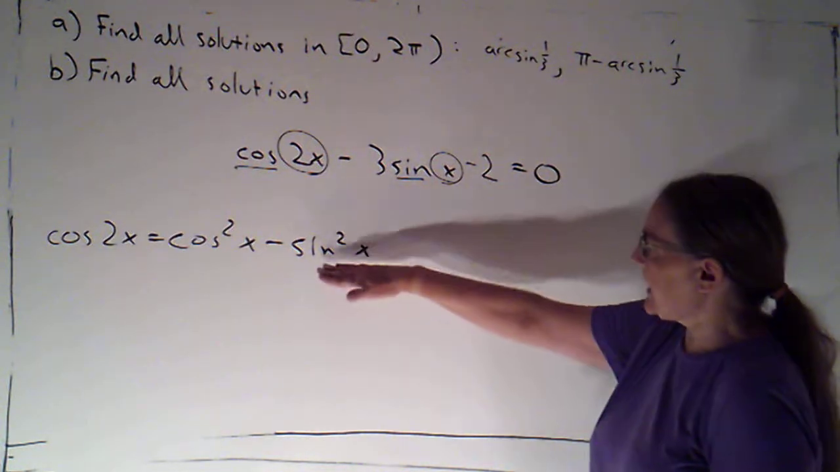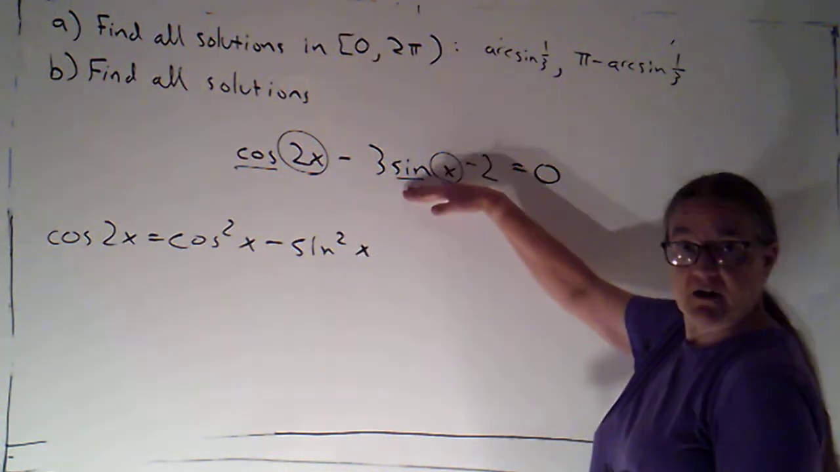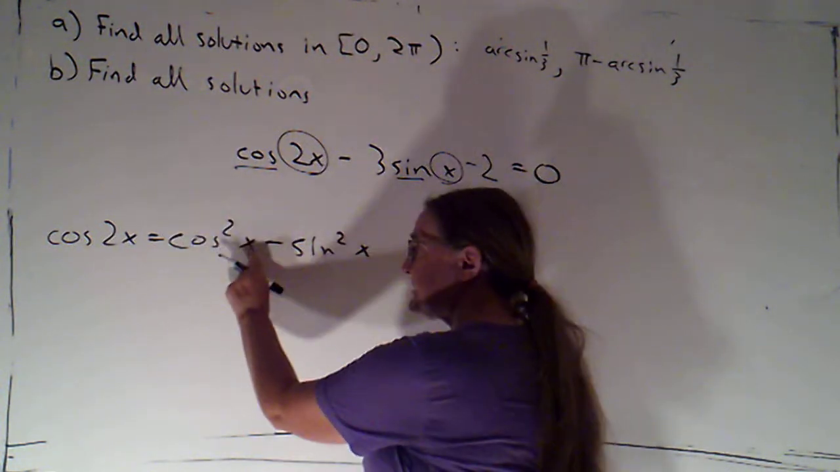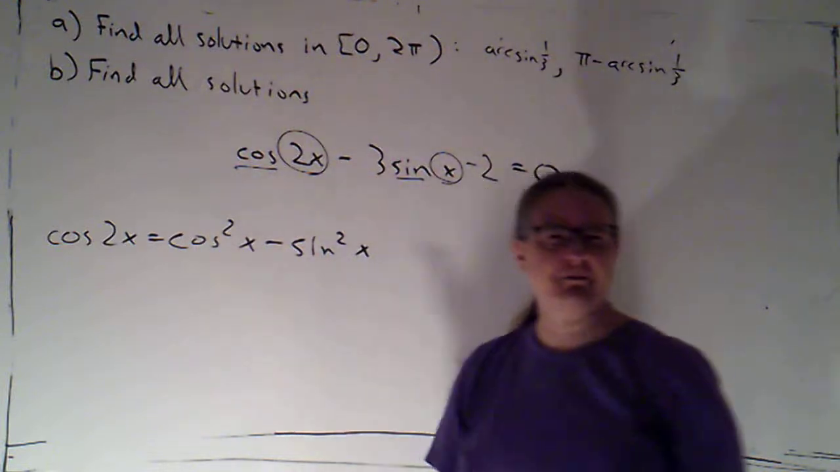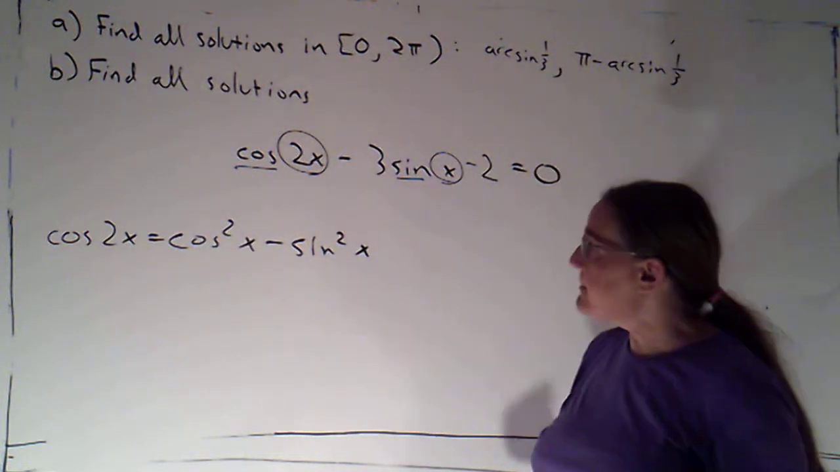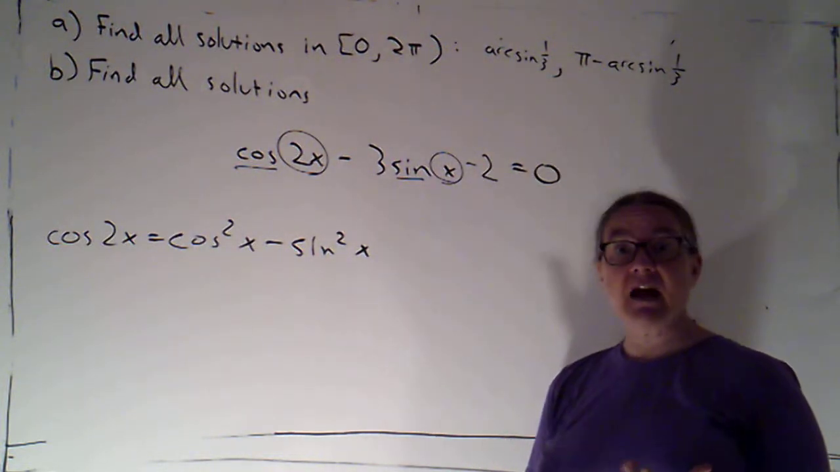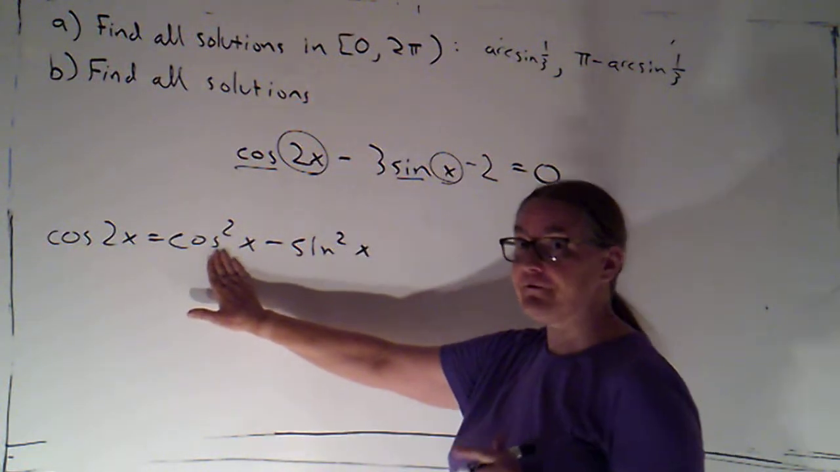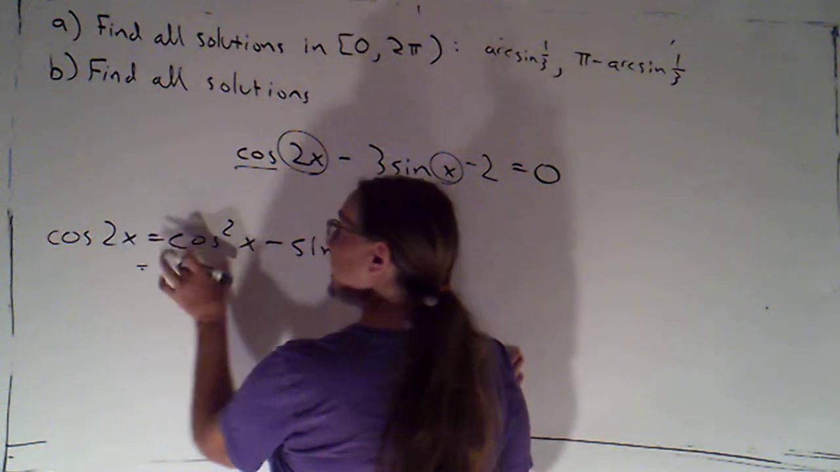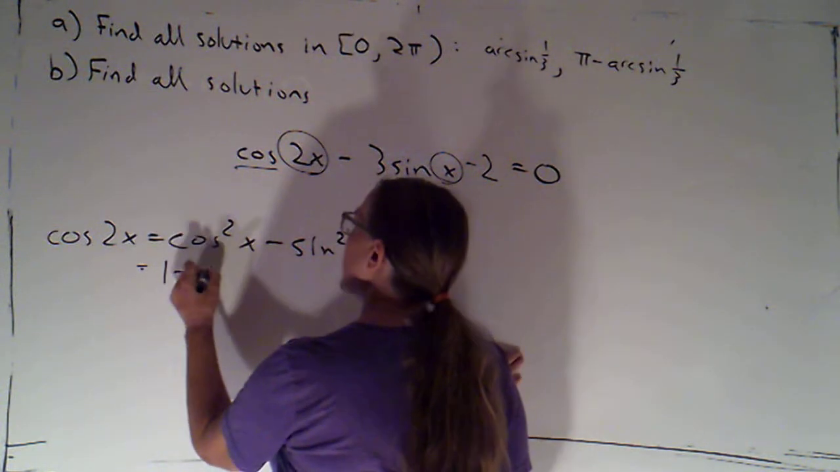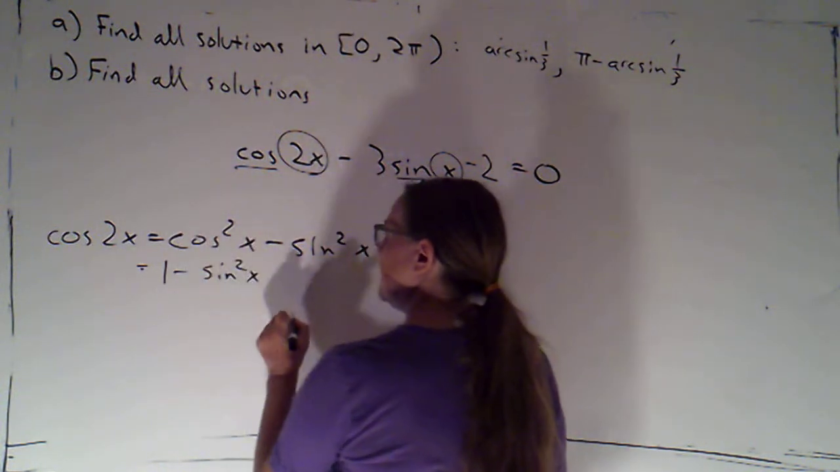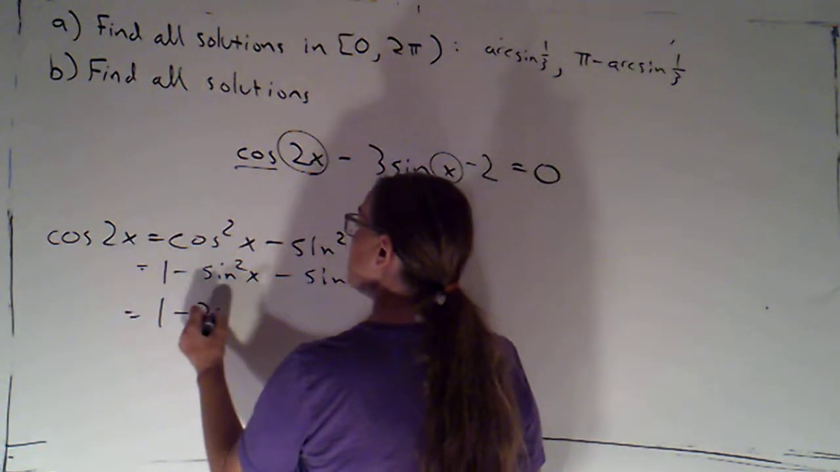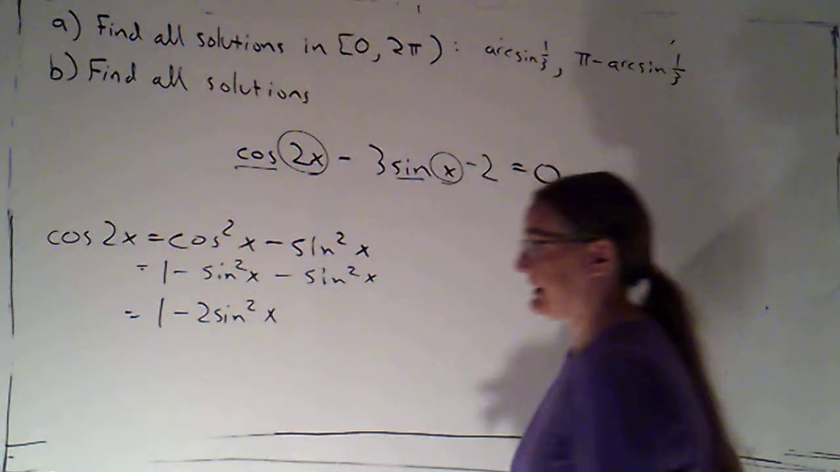Now, I like this piece because then that would just be some more sine x's. Not so crazy about this piece. At least we've got the same angle now, but we still have a different trig function. But remember, I've got my Pythagorean identity that gives me another version of the double angle formula for cosine. I can replace cosine squared with 1 minus sine squared. Then I've still got this 1 minus sine squared. I can say it's 1 minus 2 sine squared x.